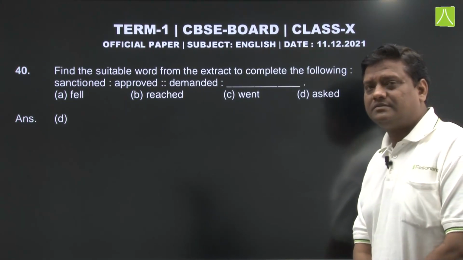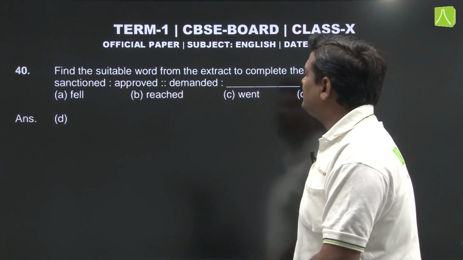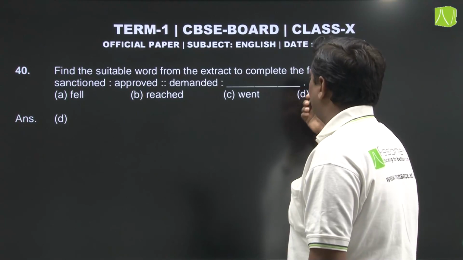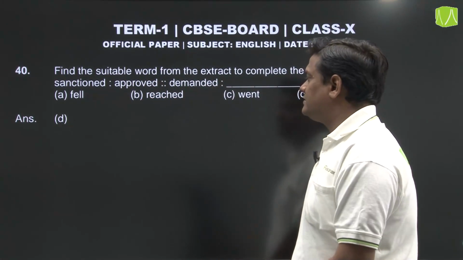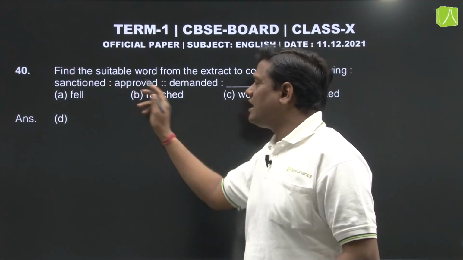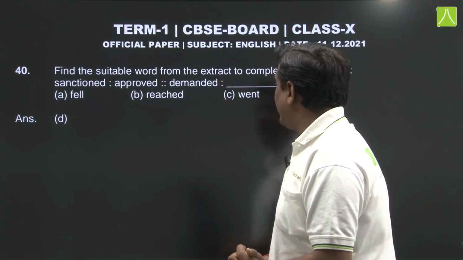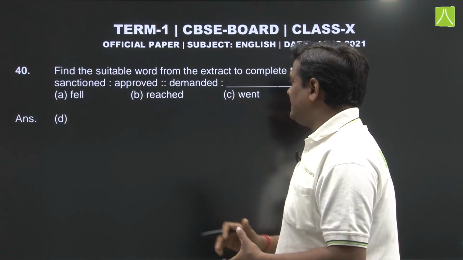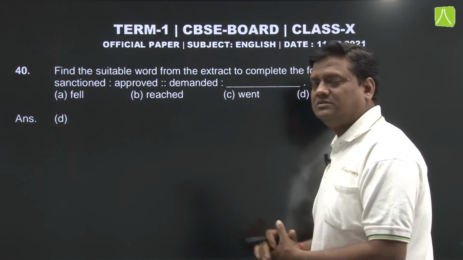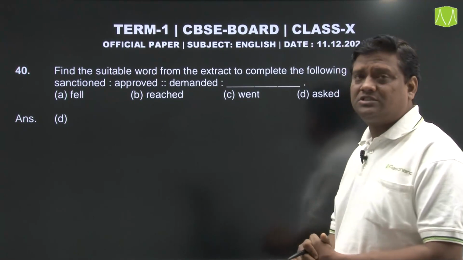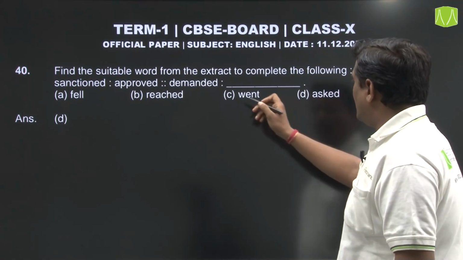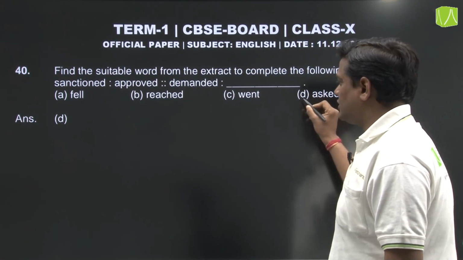Question number 40. Find the suitable word from the extract to complete the following. Sanctioned, approved, demanded. Sanctioned and approved have the same meaning, and demanded is equal to asked. In the passage we are given this word, asked. Lencho asked for help. So demanded goes with asked. Option D.